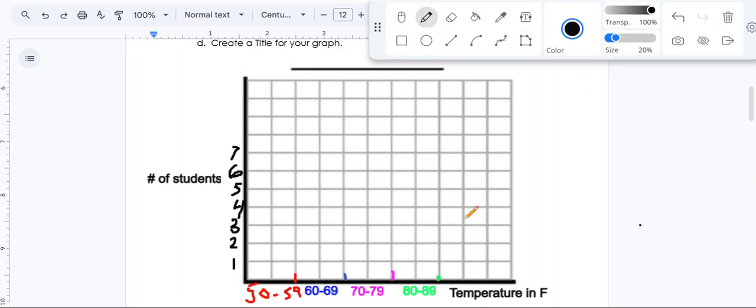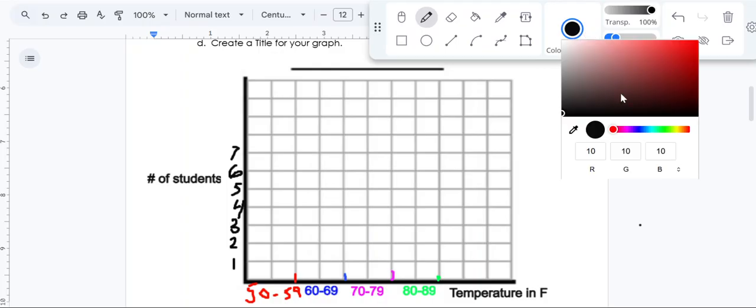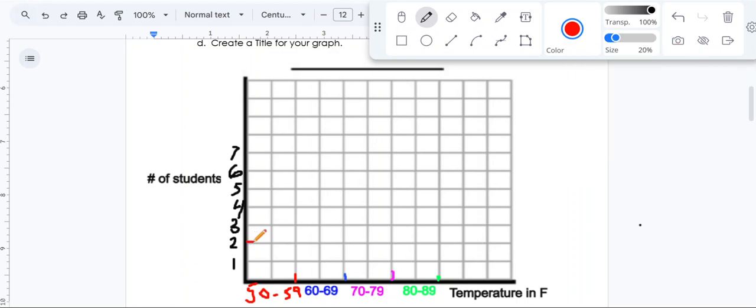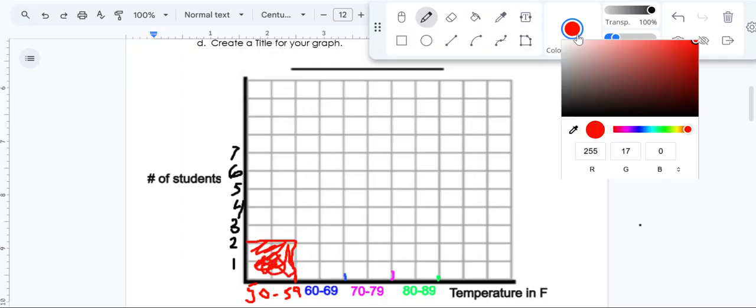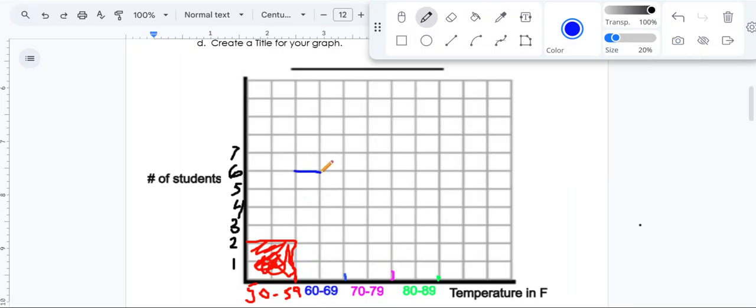All right, so now I'm going to make my bar. So 50 to 59, we had 2 people that like it cold, right? So I'm going to make it that same color so it makes it stick out. So we had 2 people, so I'm going to make a bar for 2 people. Usually they shade it in here to make it look like a bar. There we go. 60 to 69, we had 6 people. So a lot of people like it in the 60s. Not too hot, not too cold. Right? So I'm going to go up to 6, because we had 6 people in the 60s, and make my bar. And the same thing, I'm going to fill this in.